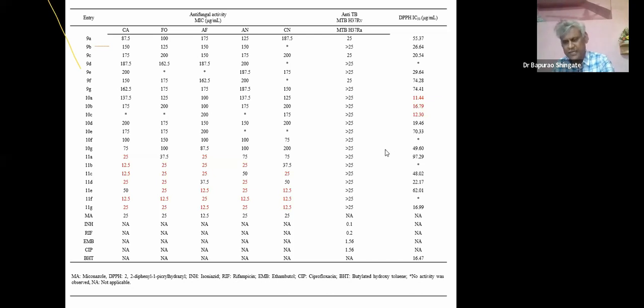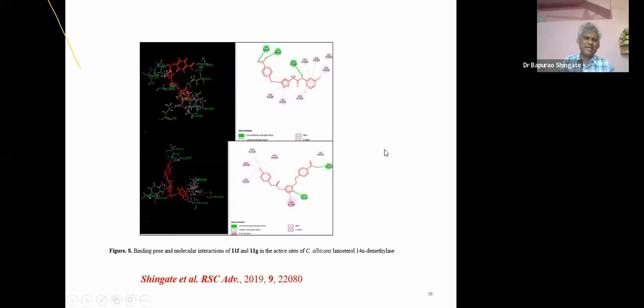And the practical experimental results, which we have seen, we have also supported through theoretical results in terms of molecular docking study, and we have docked the molecules against the fungal enzyme, that is the active site of Candida albicans lanosterol 14 alpha demethylase, and showing excellent interactions between the different types of amino acids and the ligand, that is the compound. Okay, these particular results we have published in the Journal of RSC Advances.